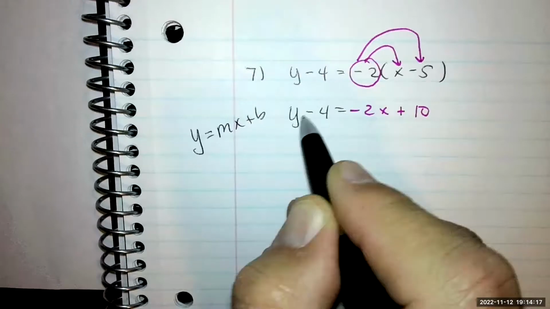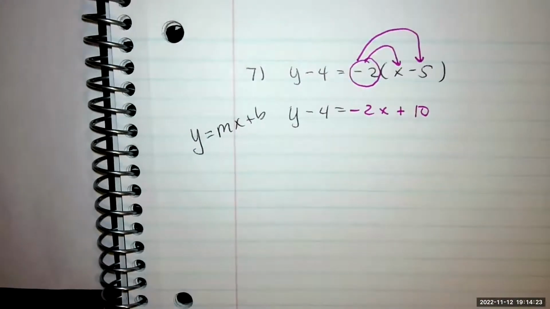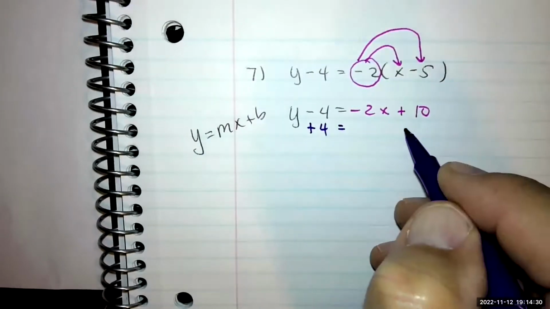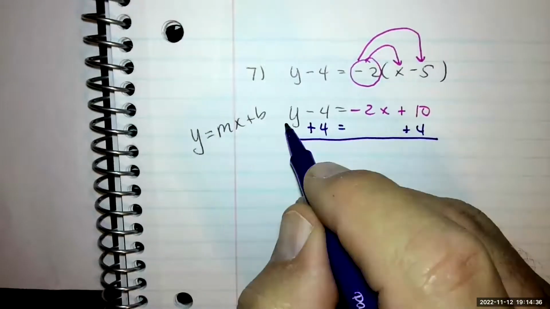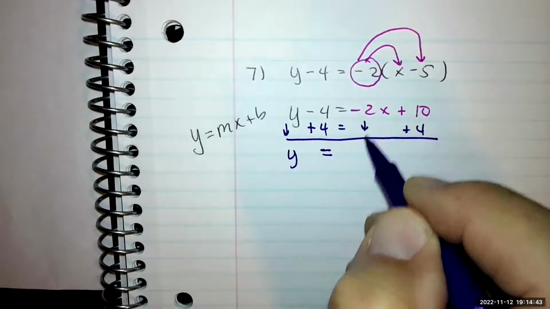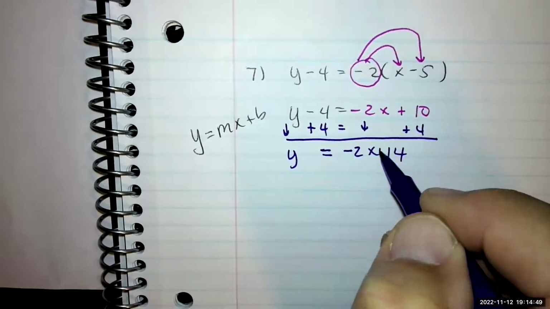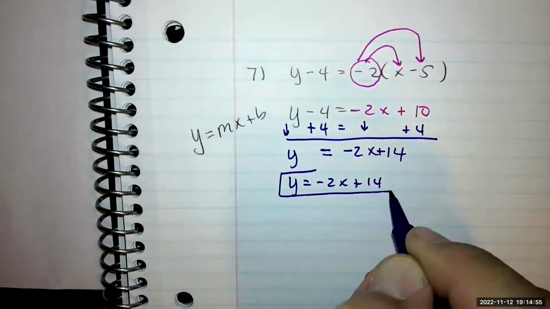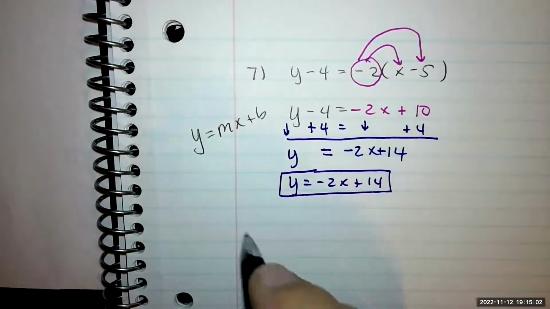If I want the y by itself, I've got to get rid of the number that's with the y here. Since it's being subtracted, I'm going to do the opposite and add 4 to both sides. Notice how I line it up right under the number, right under the 10, not with the 2x. Now I bring down my y. This becomes a 0 pair. Bring down my equal sign, bring down my negative 2x, and 10 plus 4 is 14. I forgot my plus. So my answer is y equals negative 2x plus 14. That is my answer in slope-intercept form. I just converted my point slope into slope-intercept form. Let's do number 8.